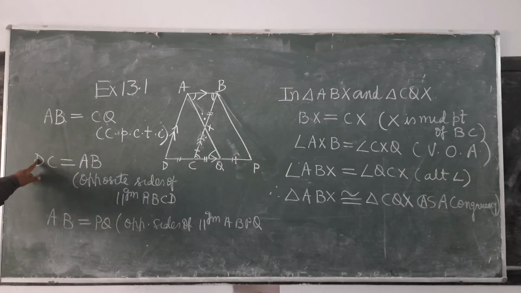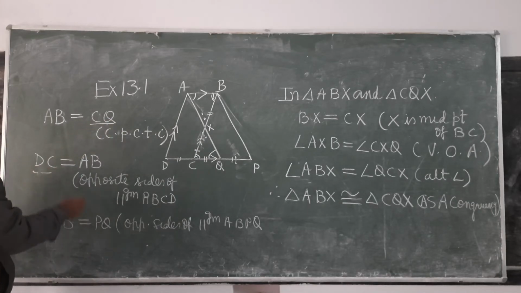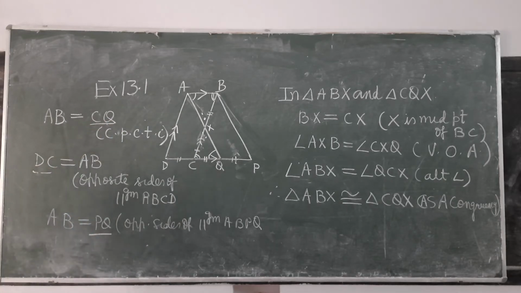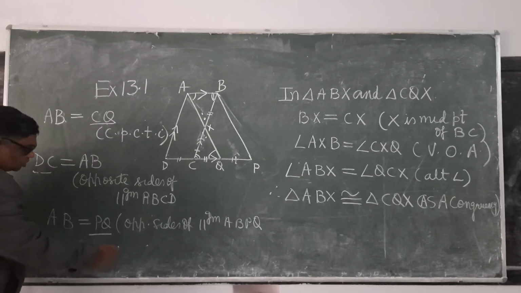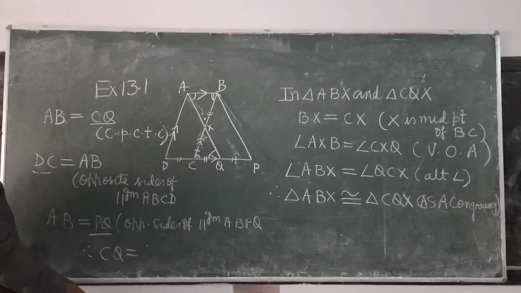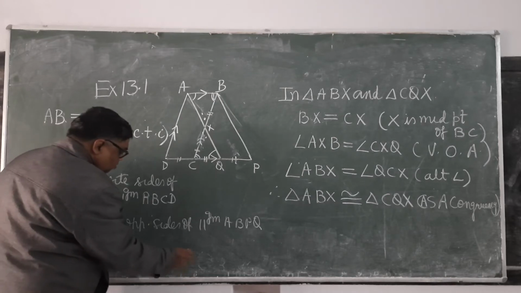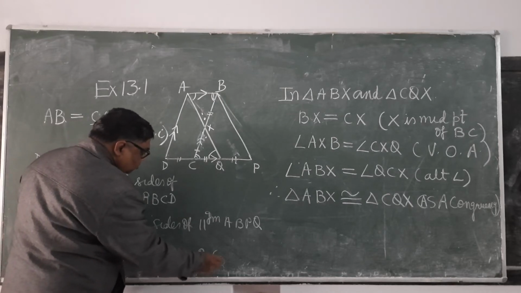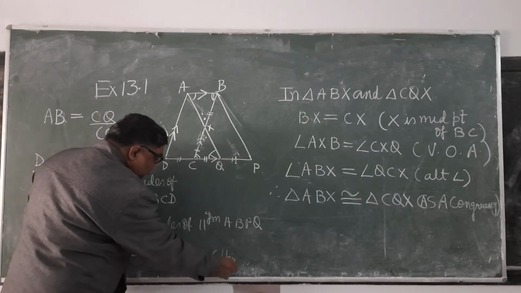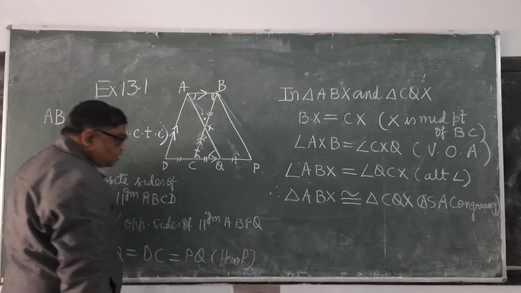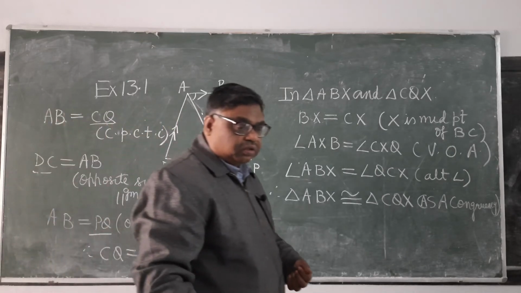Now all of you see here, AB is equal to DC, AB is equal to PQ, and AB is equal to CQ. Means all the three will be equal. Why? Because all are equal to AB. Therefore, CQ equals DC equals PQ. This is proved. Hence proved. It is clear? This thing is proved.